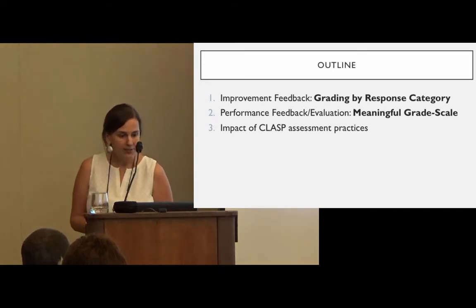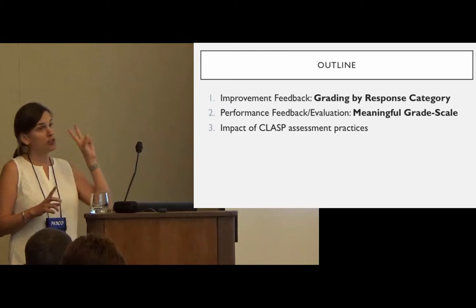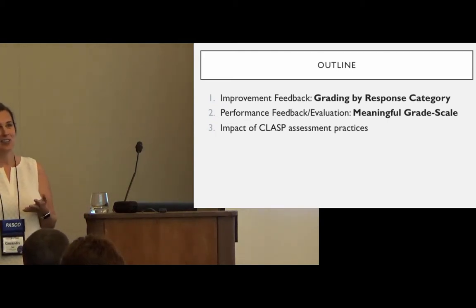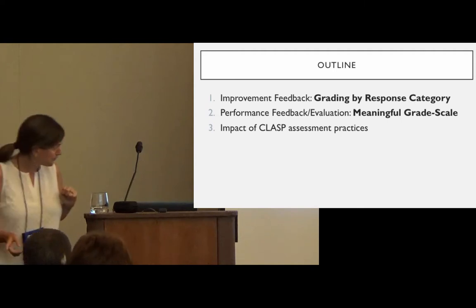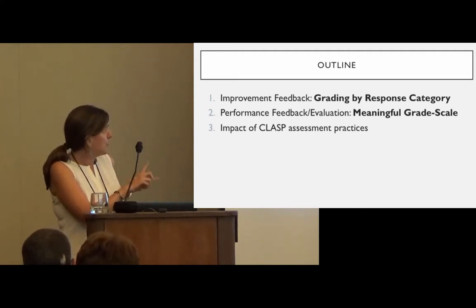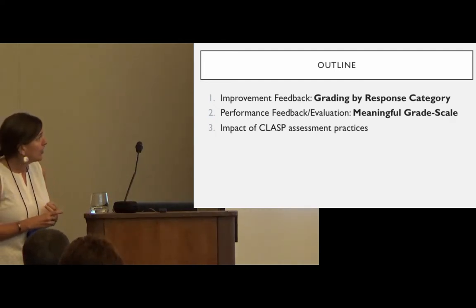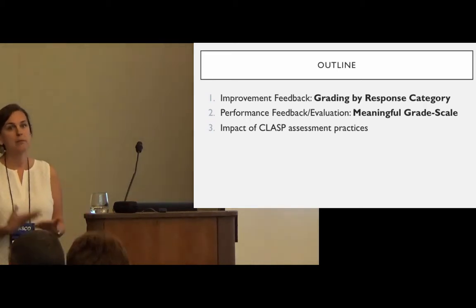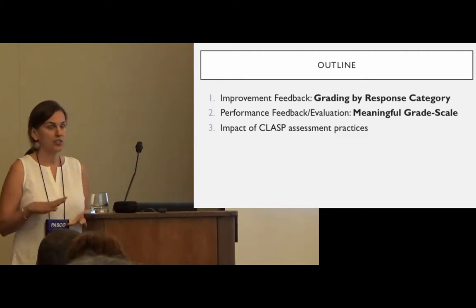And so that's how I've decided to outline my talk here. I'm talking about two methods that are different. We talked about all the ways that the class is different in the classroom, but I'm going to talk about these two ways that it's different outside, in the management of the class. So one is improvement feedback, using this method called grading by response category. And also with respect to performance feedback and evaluation, he thought it was very important to have a meaningful grade scale. So something meaningful both to instructor and student, and standardized.